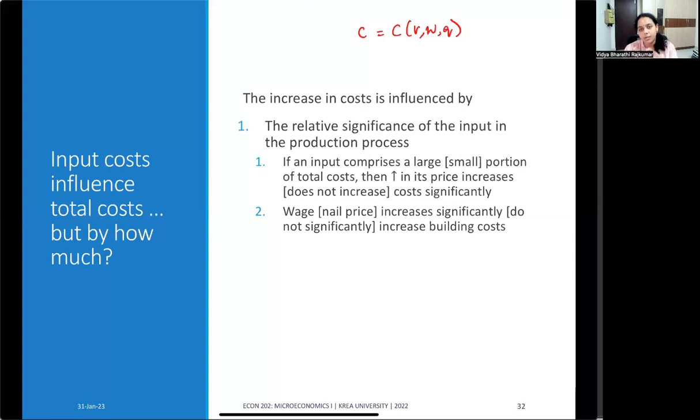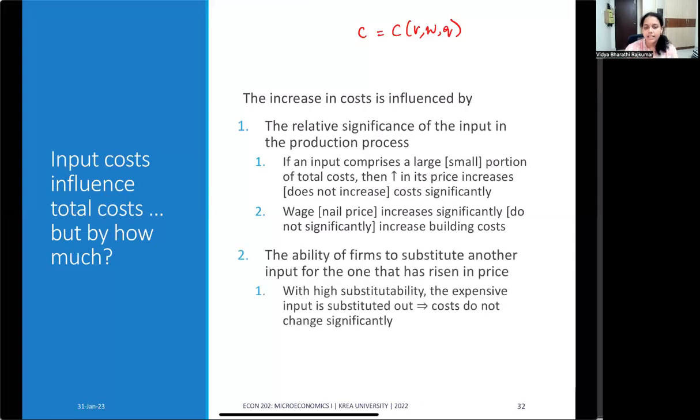And vice versa, if that input is not that important. So for example, if you're a building contractor, labor is a super important input into your production function. Whereas an input like, say, nails to hang things on the wall, that's not that big of an input, not that important. So when labor prices go up, it will substantially affect your costs. But if your nail prices go up, not so much. So how important the input is plays a crucial role.